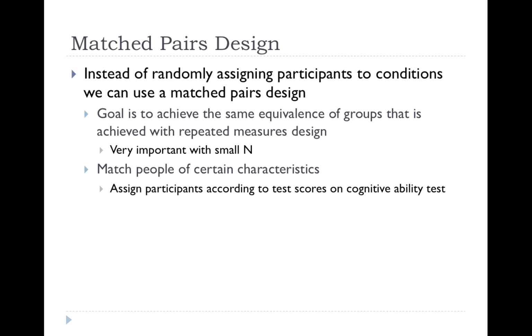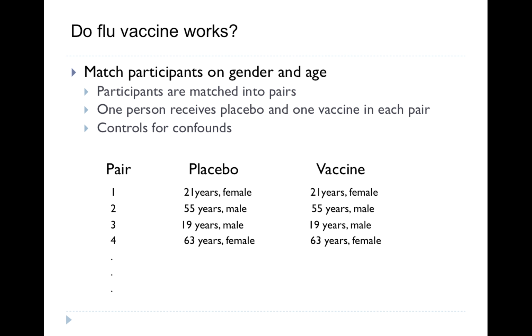This is especially important if you have a fairly small n, because random assignment really only works out if you have a very large n, and that's not always the case. Otherwise, it's a good idea to actually match people on a characteristic that would be important for your study.